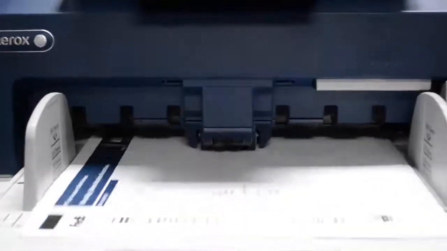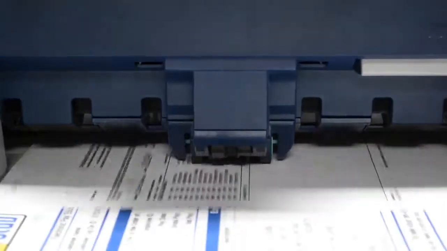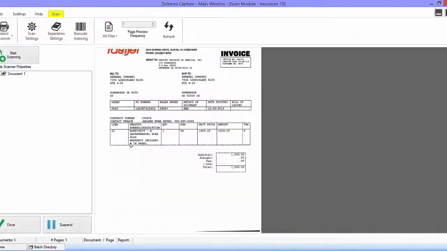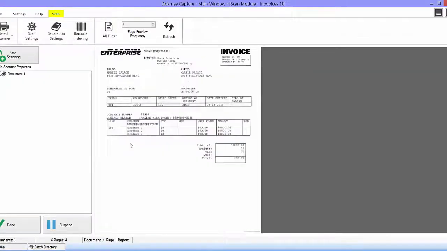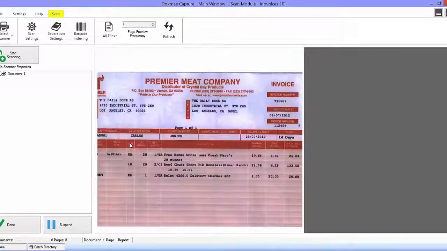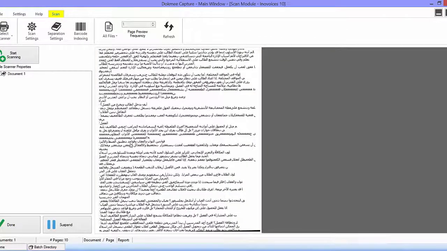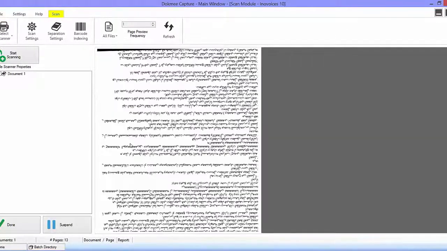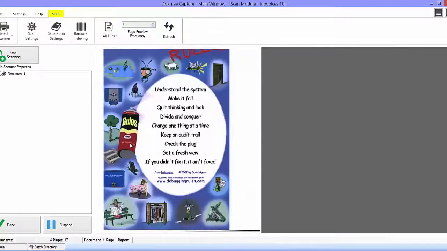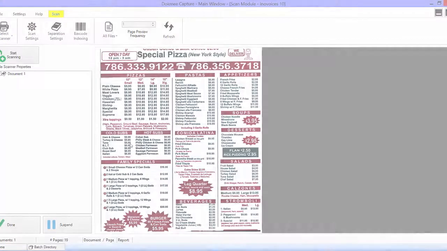Everyone thinks they can buy a scanner, plug it in, throw the paper in there, and you have images out. When in reality, once you get into the project, you realize, okay, this is a lot more in depth than I ever thought it would be. So what Dokmee Capture does is it facilitates that workflow process so that you can go from paper to electronic images.